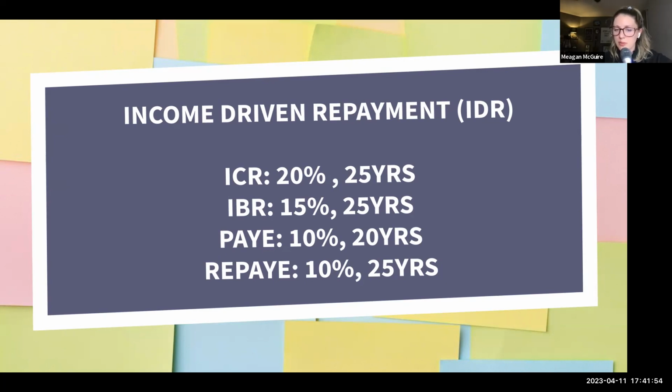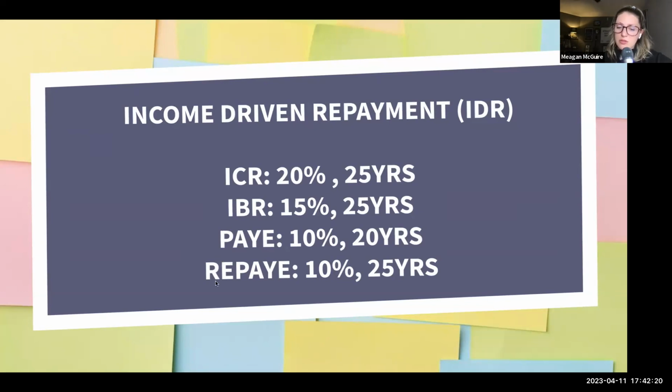Pay as you earn and repay are probably what the majority of you are going to be looking at. They're both based on 10% of discretionary income. And the difference between the two, repay has that interest subsidy we were talking about. So an interest discount doesn't quite matter for PSLF folks because that doesn't mean your payment's less. It just means that your balance isn't growing as much.